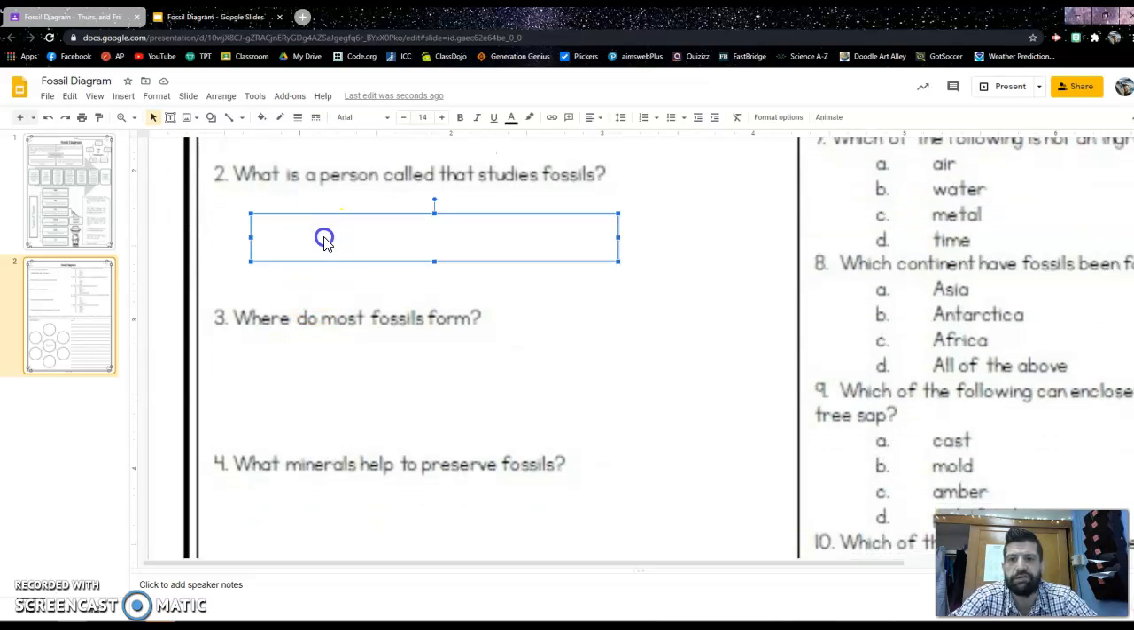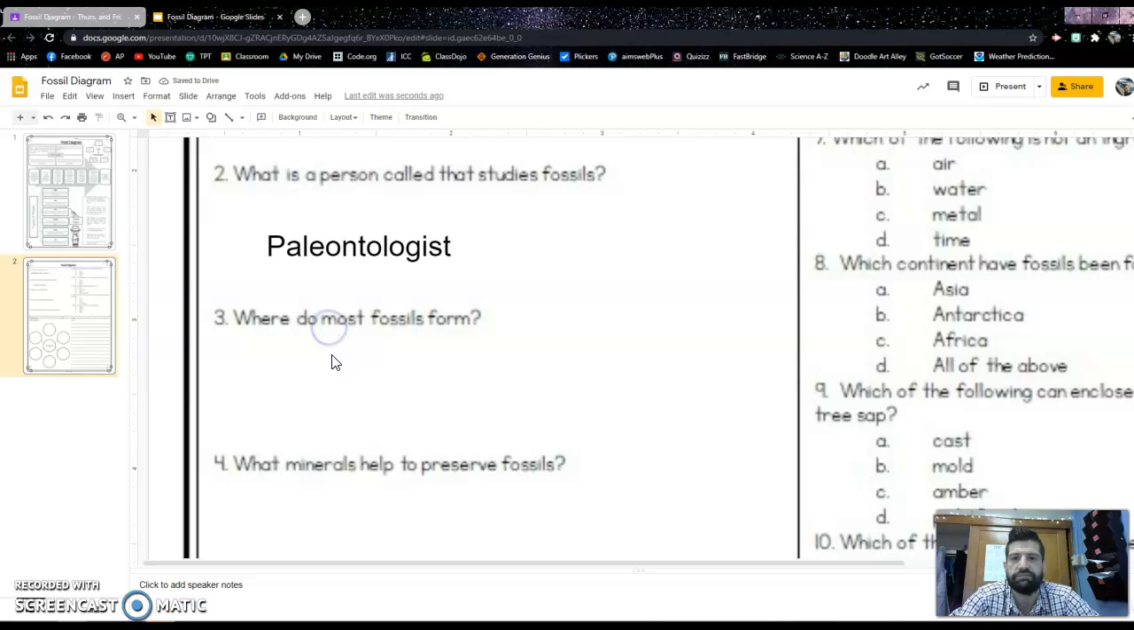So find my text box again. You could always insert the text box after you look up the answer. That's probably the better way to do it. But it is a paleontologist. Make sure to spell it right when you type it in, because I know that's a tricky one to spell. If it gets the red squiggly line, make sure to fix that.